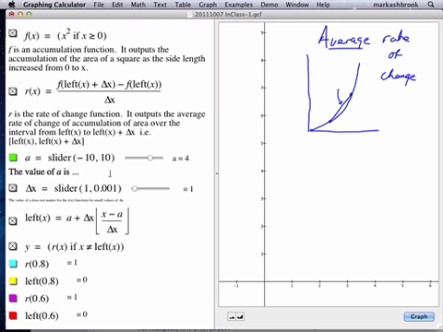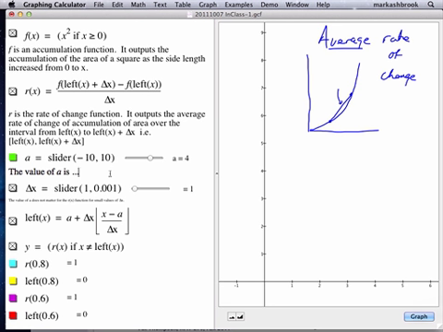Okay, so we're getting ourselves oriented here. We got our original function, that's our accumulation function. Now it outputs the accumulation of area of the square as the side length increases from 0 to x, right? It's the total accumulation up to that side length reaching the value of the input x, okay? And then this gives us a rate of change function. Specifically, it outputs average rate of change. It outputs an average rate of change for the interval that x is in, starting at left x to left x plus delta x.